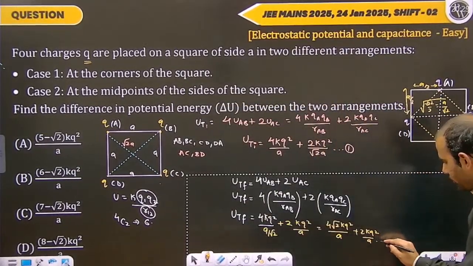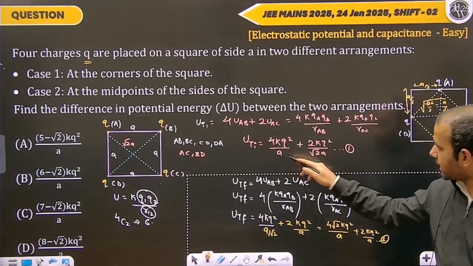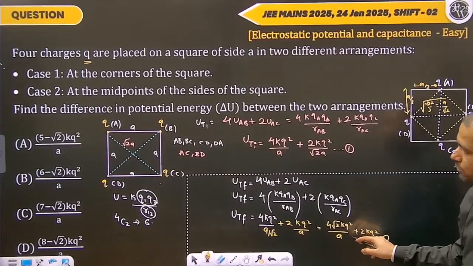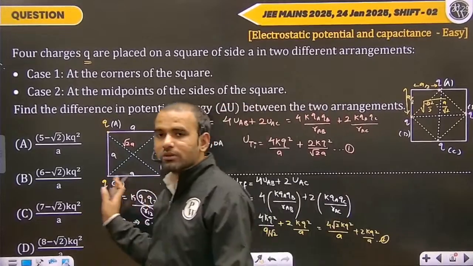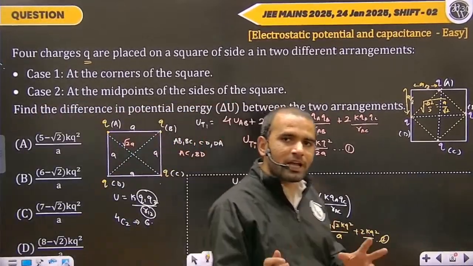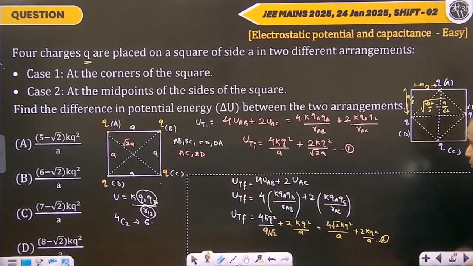This is equation number 2. Let us take the difference of that. So this is 4 KQ square by A, and this is 4 root 2 KQ square. I hope you were able to find the difference between them. You can subtract them and get the value for this question. Okay, now let us move to the next question.